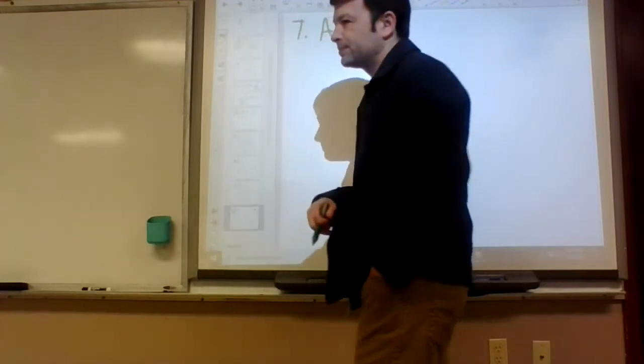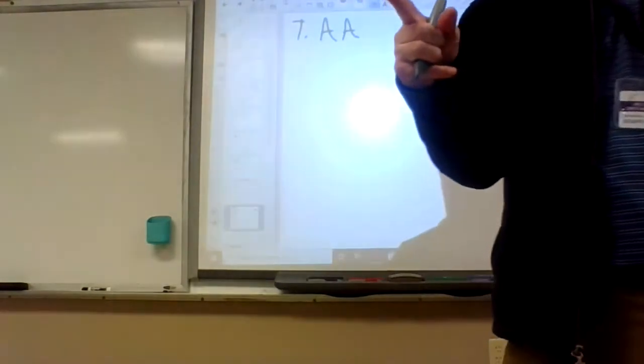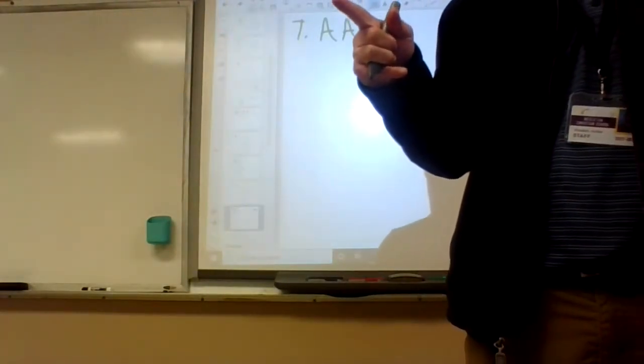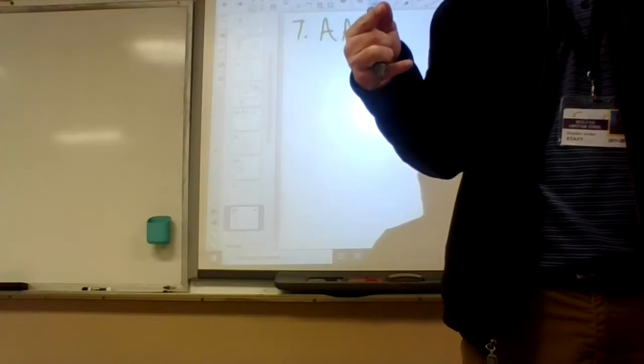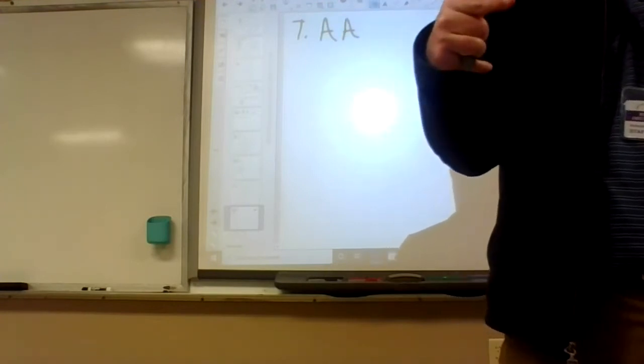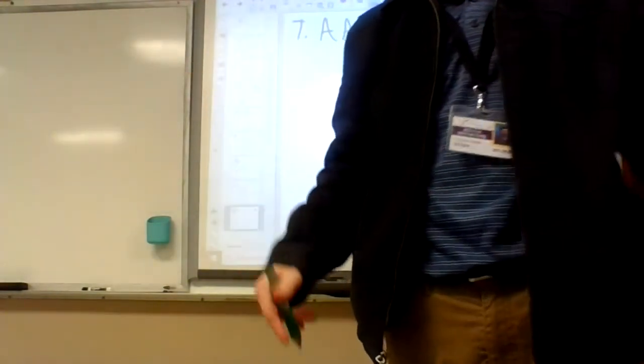Would number 8 be the side angle side? Well, yeah, you have to make sure the sides are actually in proportion though. So does 10 over 5 equal 8 over 4? Yes. And the angle between them is congruent? Yes. So 8 would be side angle side.